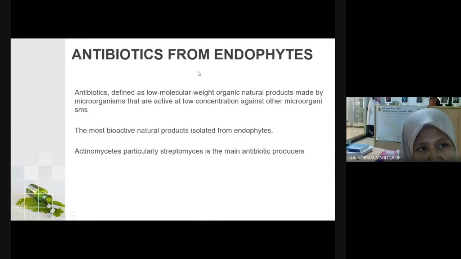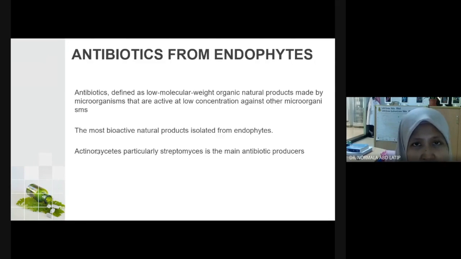Most of the study that has been done on these endophytes shows that endophytes are the major group of microorganisms which produce antibiotics. Antibiotics are the most bioactive natural products which have been isolated from endophytes. For example, the antibiotic penicillin has been produced by Penicillium, which are endophytes. Actinomycetes are also among the most important antibiotic producers.